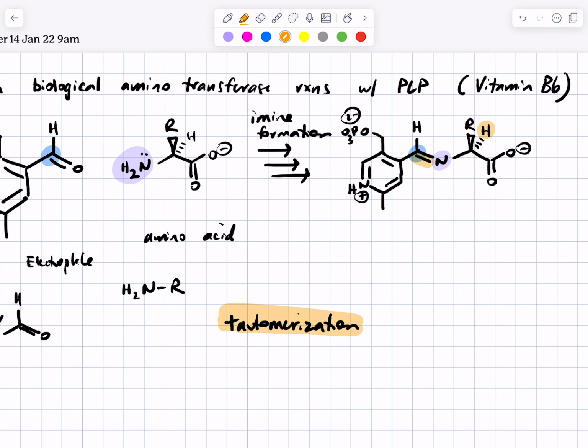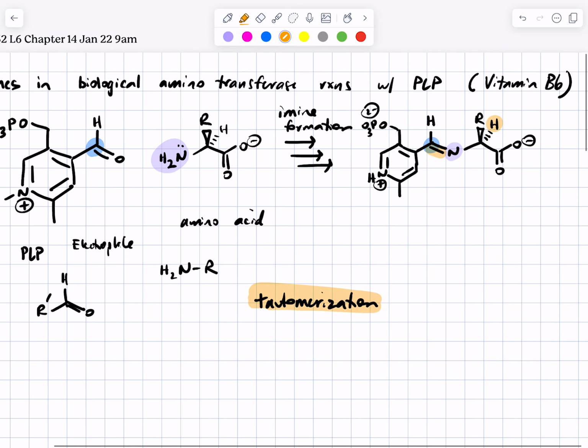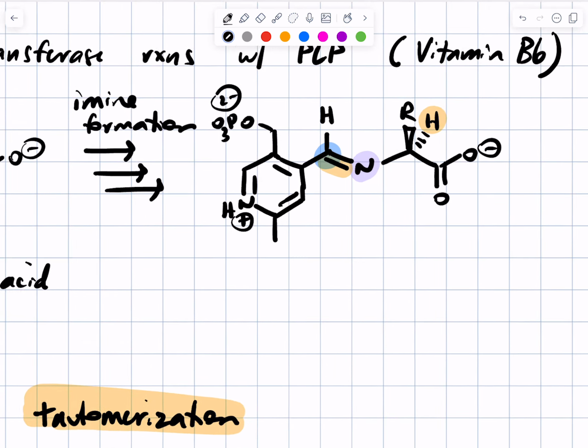I haven't told you where we're going, but the goal of this reaction is going to be to separate this nitrogen entirely from the amino acid. I told you that this was an aminotransferase reaction, that this is how biology moves amino groups around. So what's going to happen in this step?